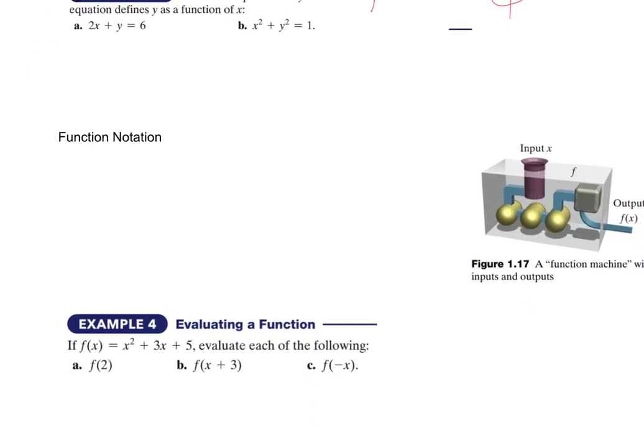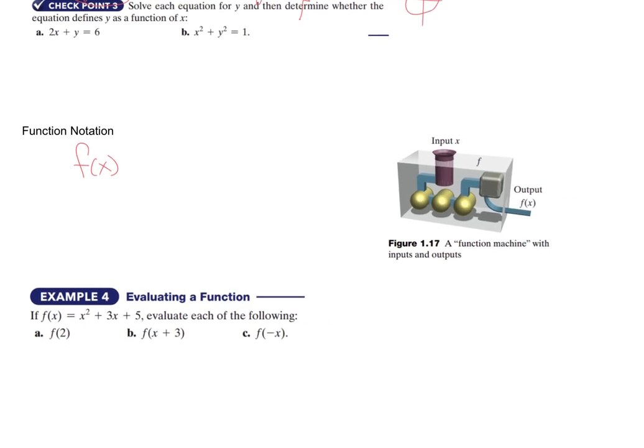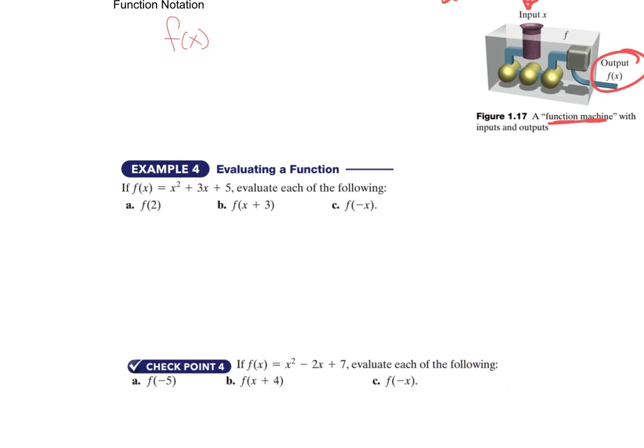All right, function notation. This is our f of x. This represents the value of the function at the number x. So one of the things we will do is evaluate functions using this function notation. Now we have a little diagram over here. A function machine represents the inputs and outputs. So this is our domain, any value we can put into the function. And then our output is f of x.